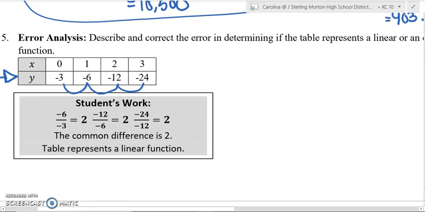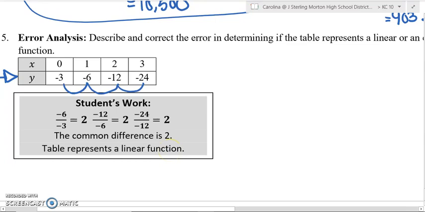So students' work is -6 over -3. That simplifies to 2. -12 over -6. Again, simplifies to 2. -24 divided by -12. Again, when you simplify that, it equals 2. So the person is saying the common difference is 2. Table represents a linear function.